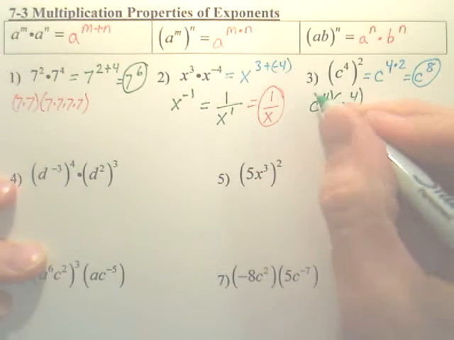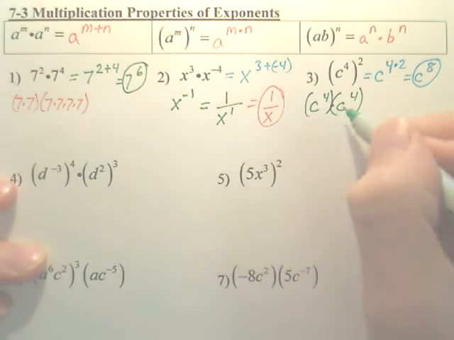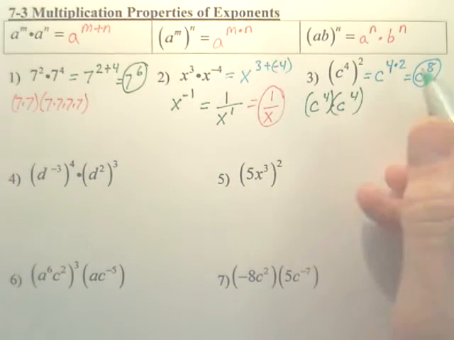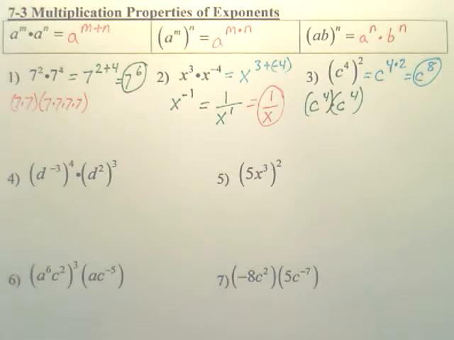Okay, actually let's write it this way. C to the 4th squared means c to the 4th, c to the 4th. And then go back to this property. Don't we add 4 plus 4? Isn't 4 plus 4 8? That's the long way. Or you could write this as c times c times c, 4 of them, and this is 4 more c's, and you'll see you have 8 c's.